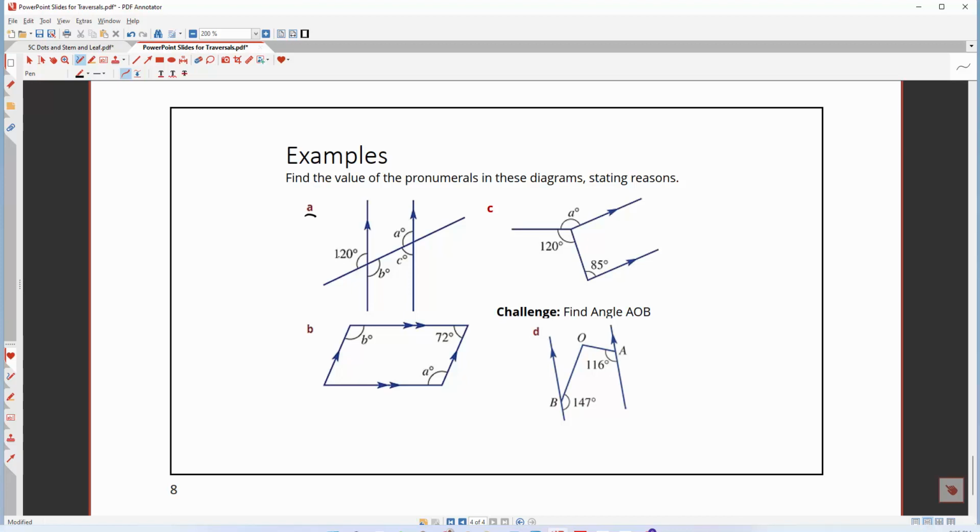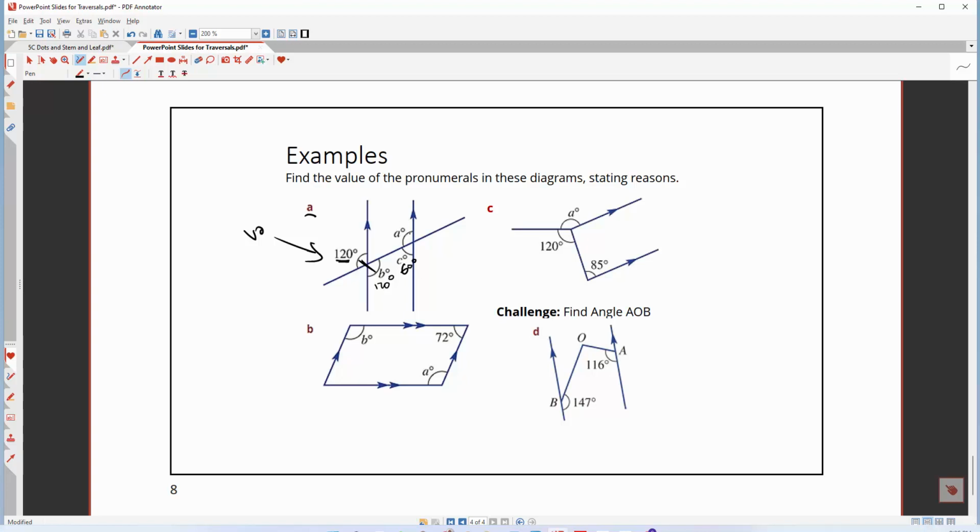Okay, so the first one, I know that this angle here is 120 degrees. So this one here, B, must also be 120 degrees because I know that these are vertically opposite. I'm going to put down just VO. Now if this angle B is 120 degrees, that means these two angles here are called co-interior, which means this angle here, C, plus 120 has to equal 180. So C has to be 60 degrees.